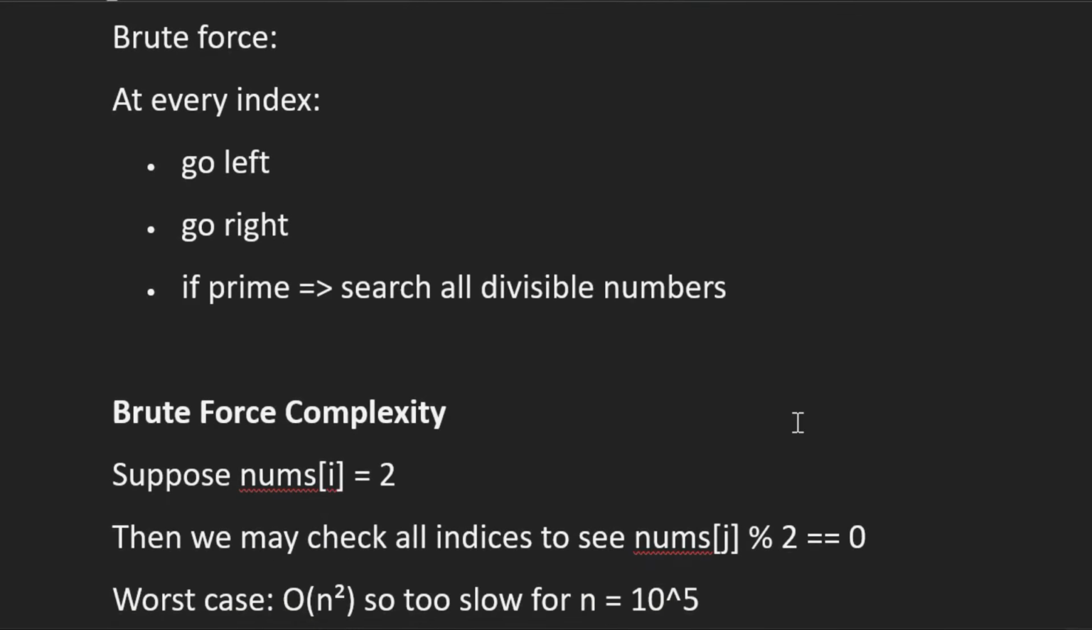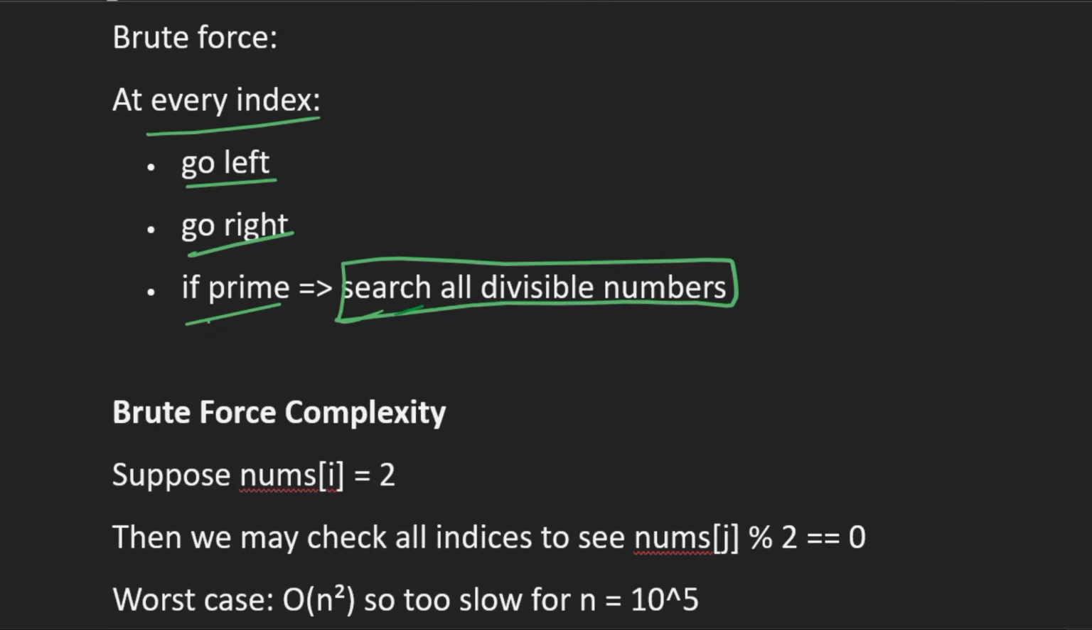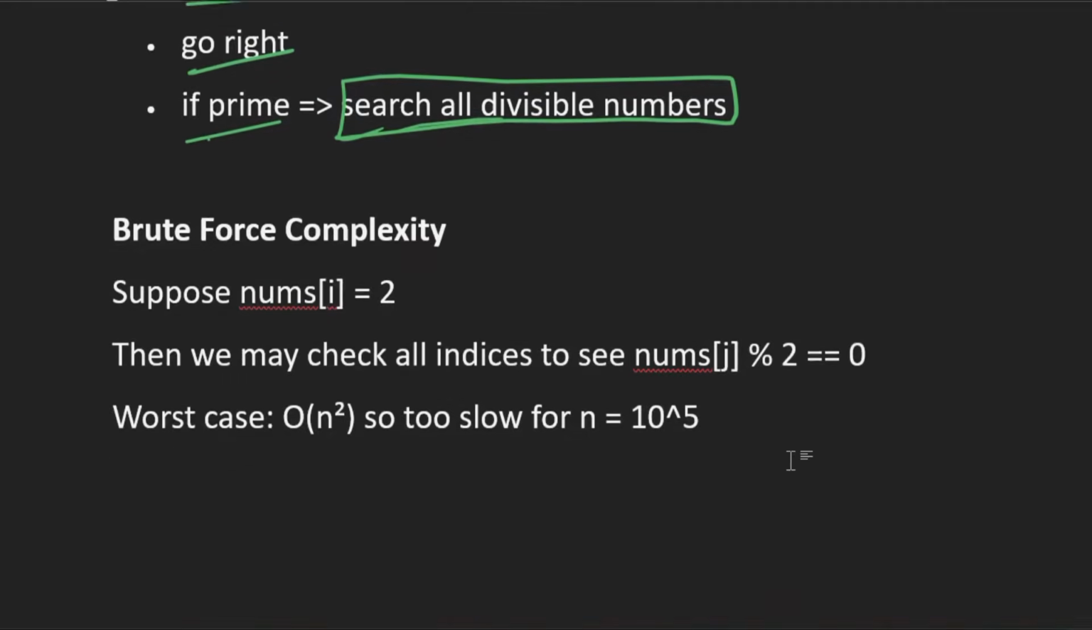The brute force approach is that we go to every index, and at every index we take three steps: either go to the left, or go to the right, and if it is prime, then we search all numbers in the array divisible by that prime number, and then we can go to those indexes also.